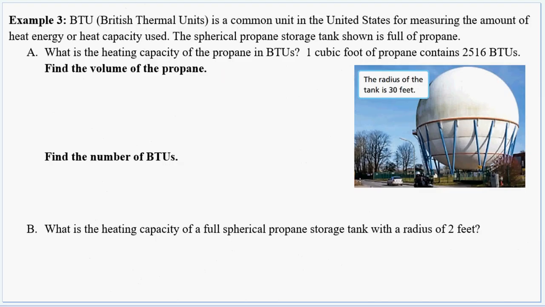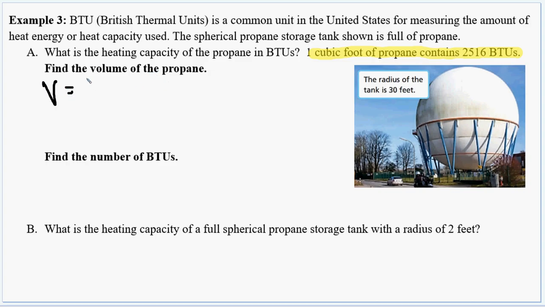We've got in example 3, a BTU, also known as a British thermal unit, is a common unit in the U.S. to measure the amount of heat energy or heat capacity used. This spherical propane tank shown in the picture is full of propane. Part A, it says, what is the heating capacity of all that propane in British thermal units? And they tell us, I'm going to highlight this, 1 cubic foot is 2,516 BTUs. So first part of A here, find the volume of propane in our tank.